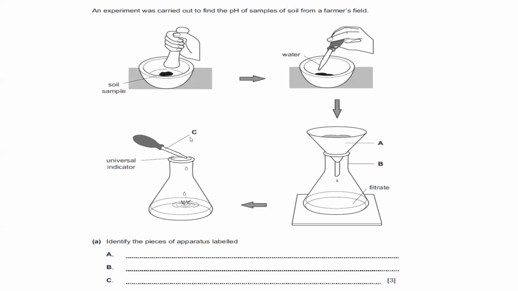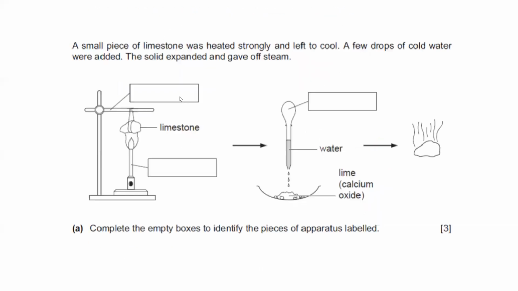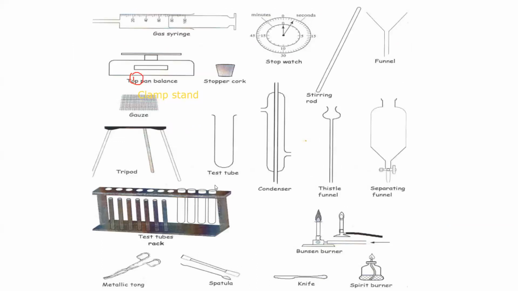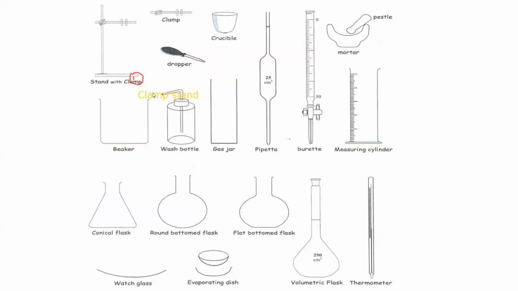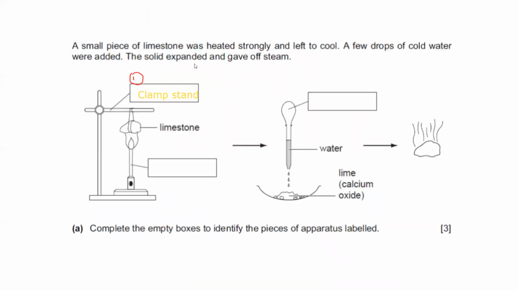So you will find this question common, and repetition is also there. Complete the boxes. What about box 1? What is this? Clamp stand. Good. But you should mention a clamp stand here, as I showed in the beginning when I showed the pieces of apparatus. Only stand is not the full answer; it should be a clamp stand or stand with a clamp.